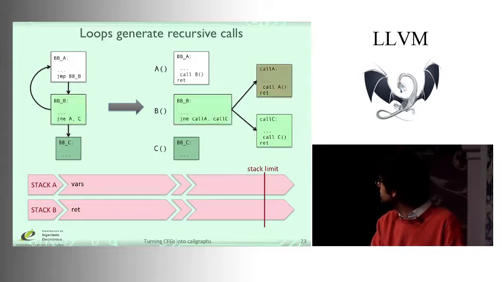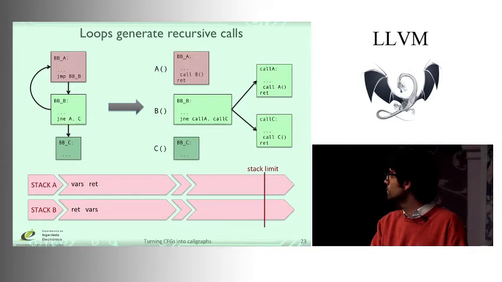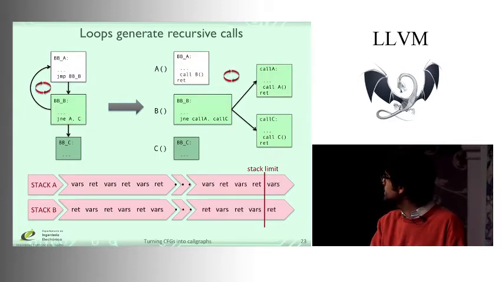Well, if we keep doing this, then we will call A again because we are inside the loop, and then we will place return and variables again in the stack. We can keep doing this as much as we want. If the loop has a high loop count, as is usually the case in HPC codes, we end up with a stack overflow. That is not acceptable.